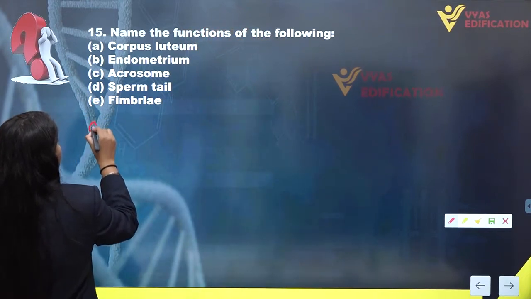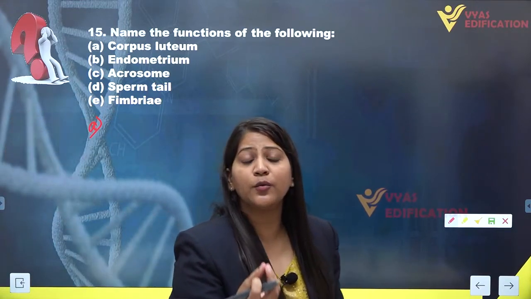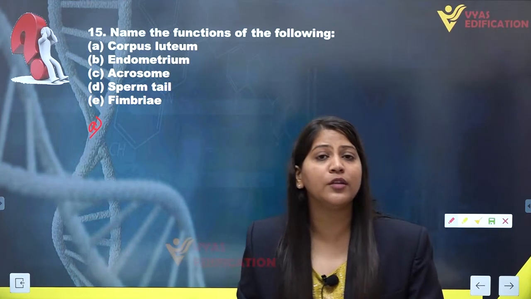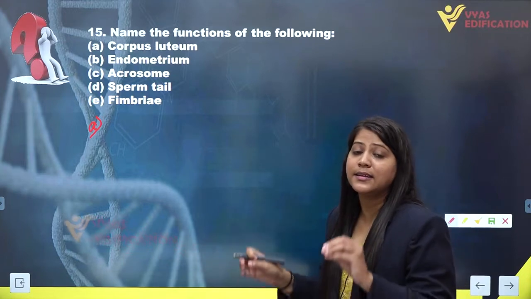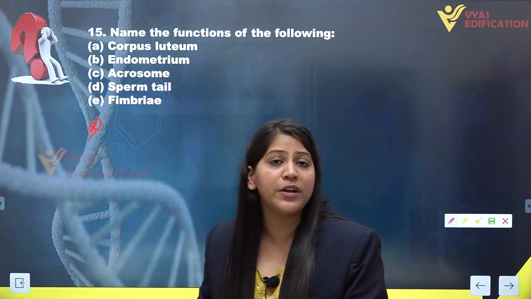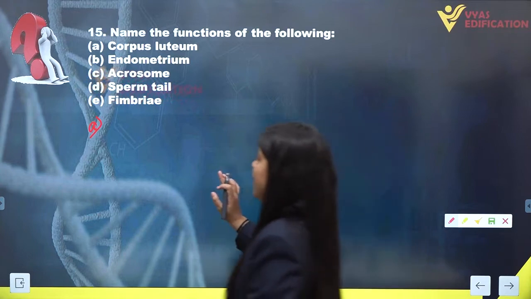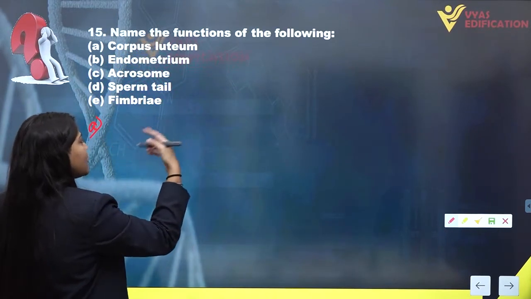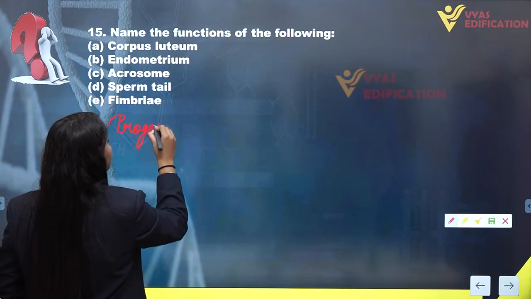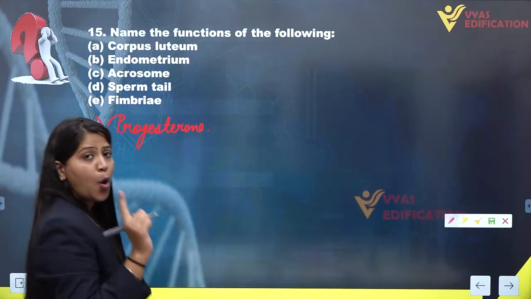The corpus luteum is an endocrine structure which is formed from the ruptured graafian follicle inside the ovaries of a female. As it is an endocrine structure inside the ovaries, the corpus luteum produces the hormone known as progesterone.